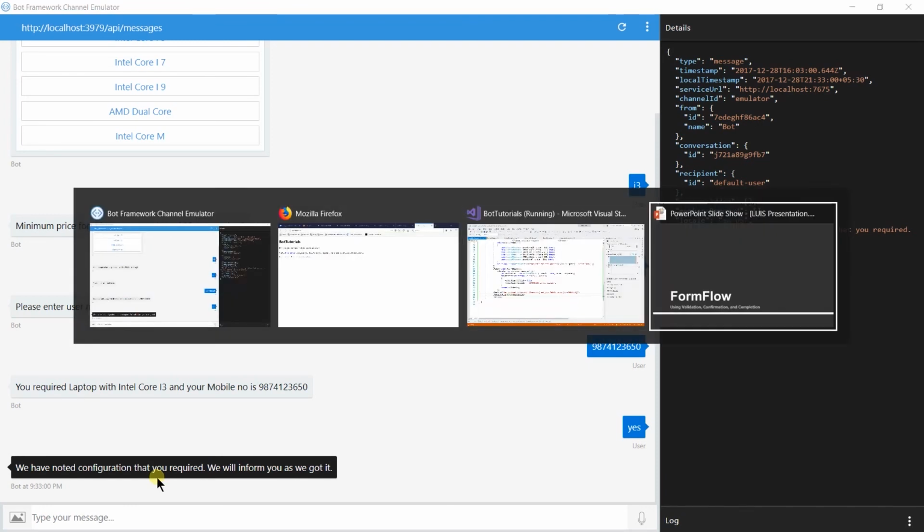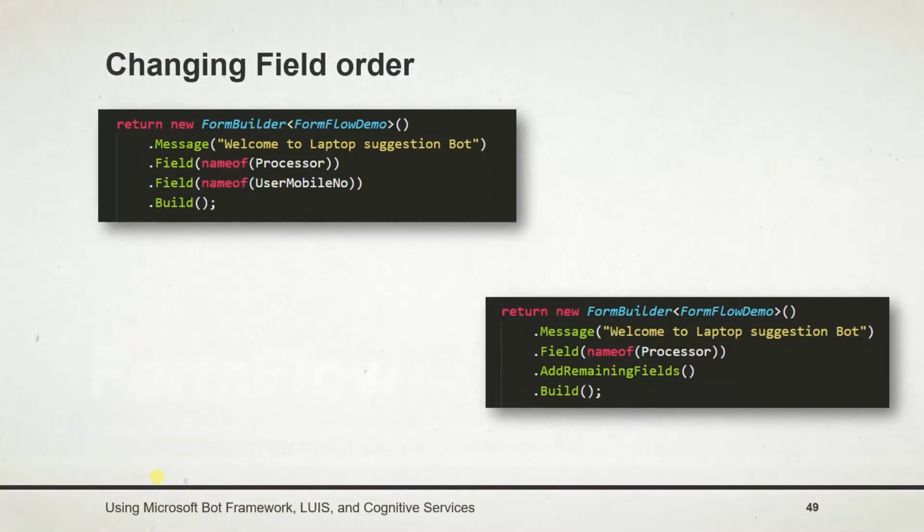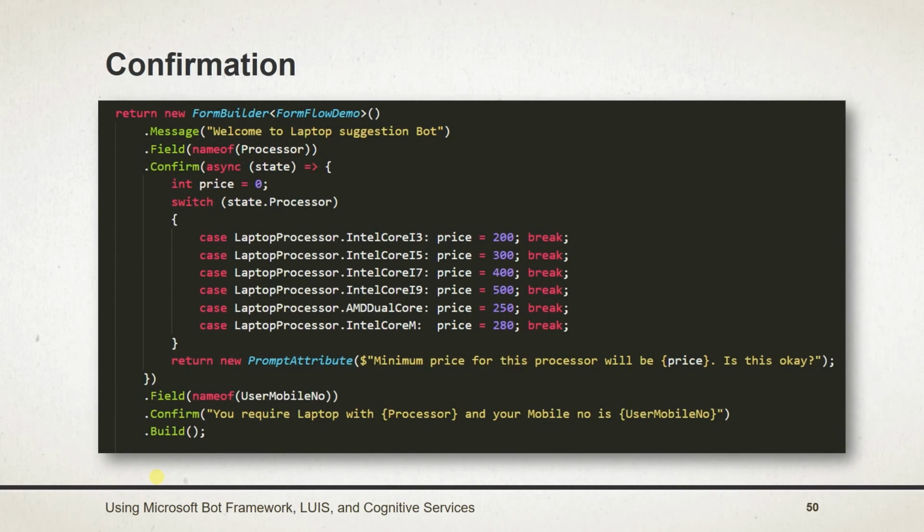Let us see what we have learned in this session. First of all, we saw how we can change the sequence of the fields in our form, different from the class's property order. For this, we have used the Field method, and to add the other remaining fields, we just need to call the AddRemainingFields method. Then we saw how to create a confirm dialog in our form based on the value that the user selects, as well as show confirmation at the end of our form using the Confirm method.